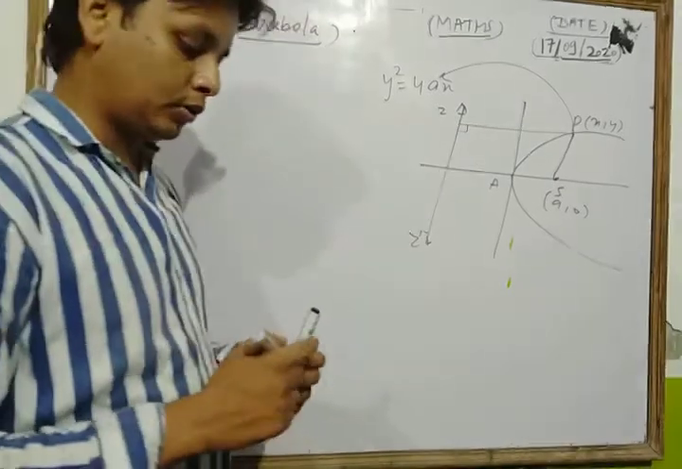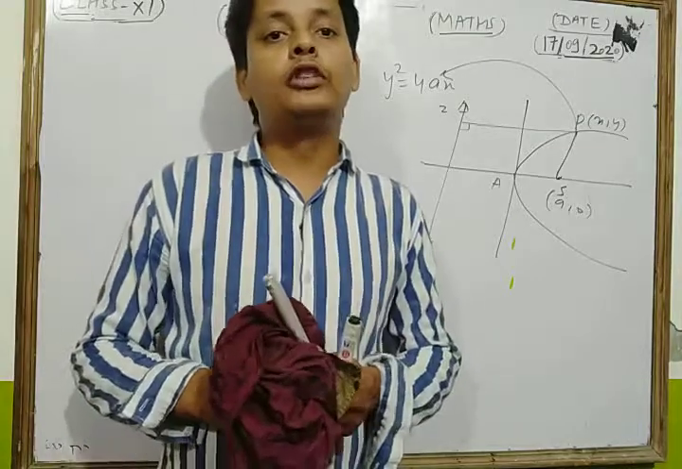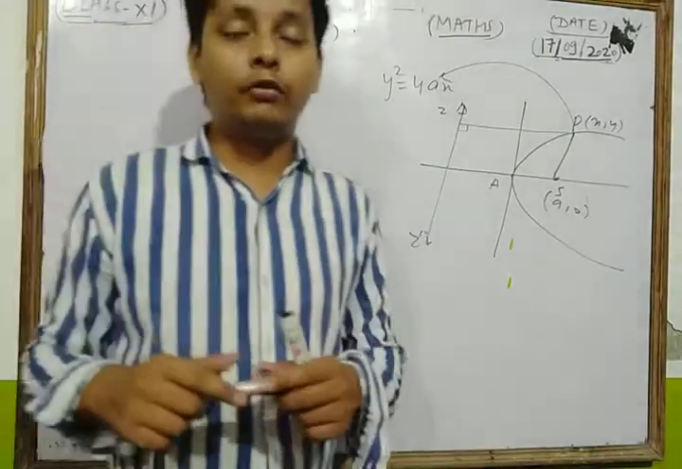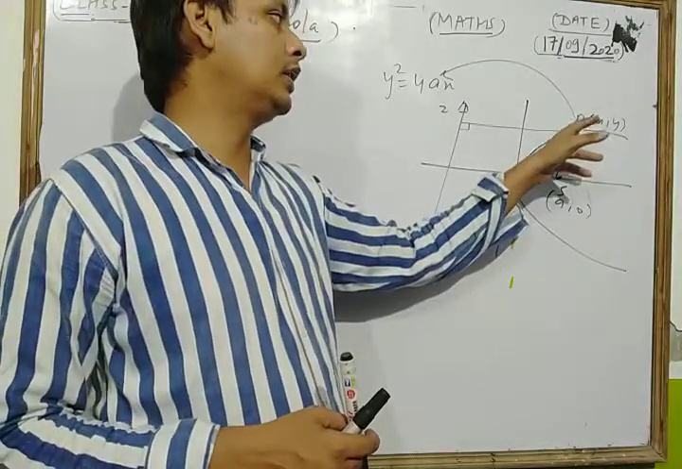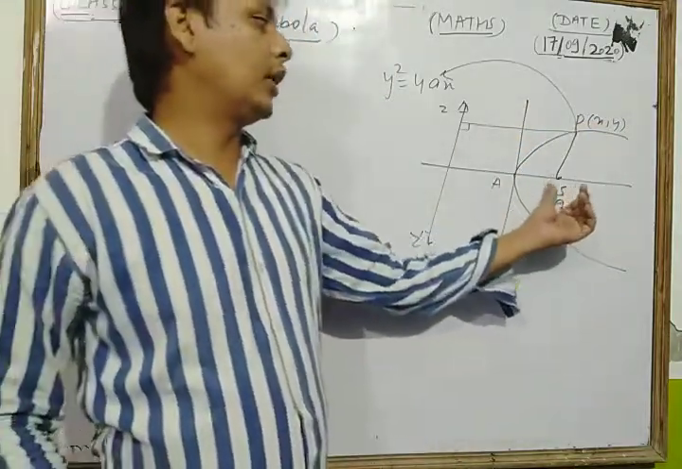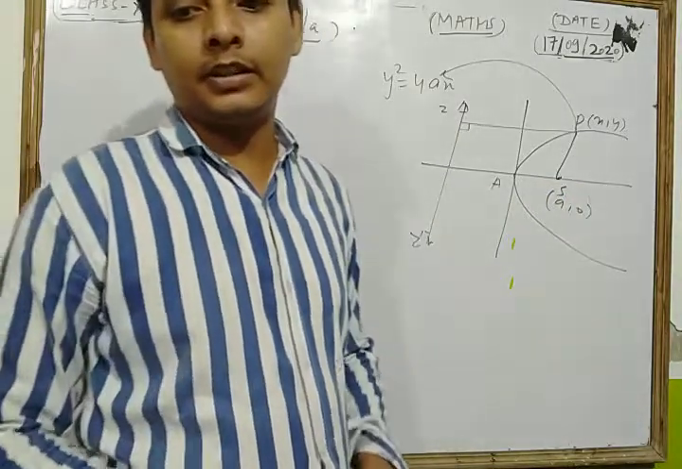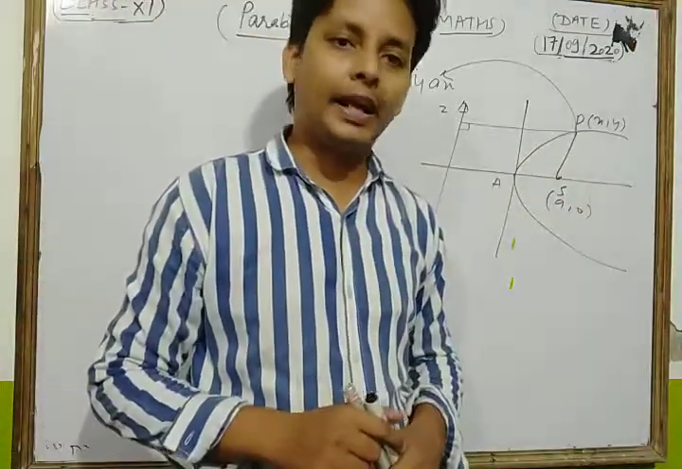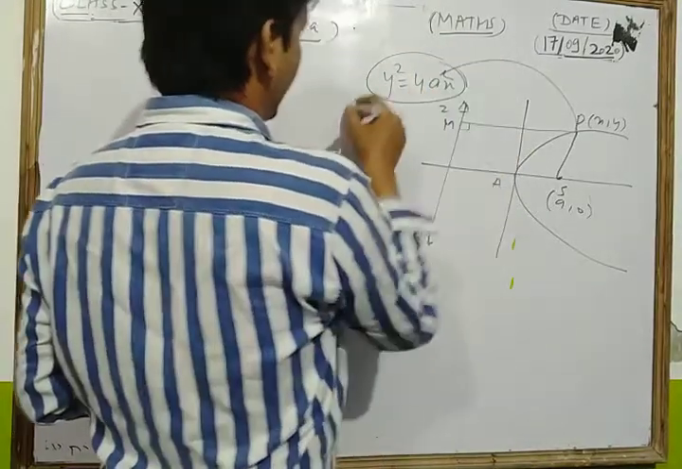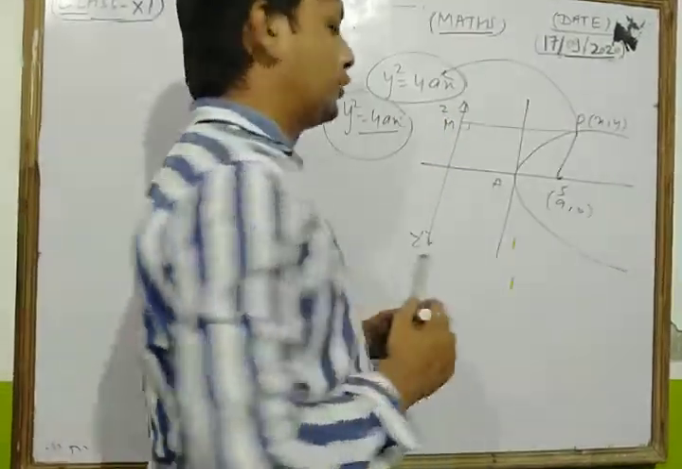Now we discuss the definition of the parabola. A parabola is the locus of a point in a plane which moves in such a way that its distance from a given fixed point is always equal to its distance from a given fixed line. This fixed point is known as the focus of the parabola, and this fixed line ZZ dash is known as the directrix. We obtained the general equation of the parabola as y square is equal to 4ax. This is one of the most important equations of the parabola.